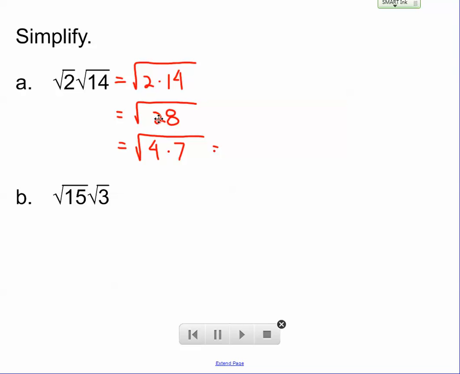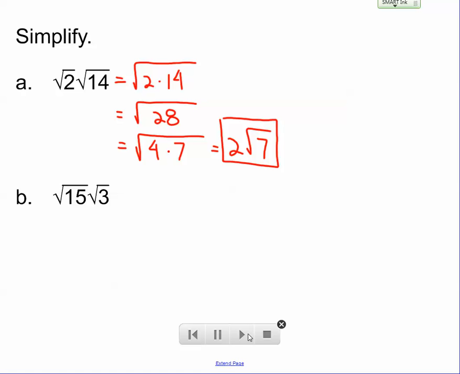So what I've done is I've refactored it. It used to be 2 times 14. Now I made it 4 times 7. And the reason I did that is so I can take the square root of 4. The square root of 4 is 2, and the square root of 7 is the square root of 7. So all of these expressions are equal to each other. This one is the only one that's simplified, 2 times the square root of 7. So a little bit of work going on there. Let's go through it again.